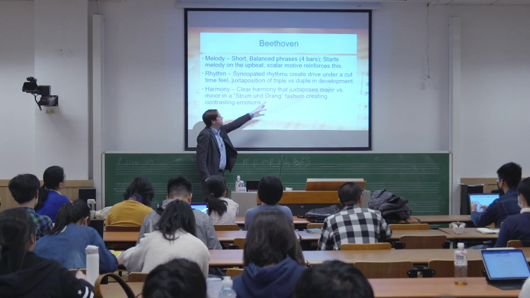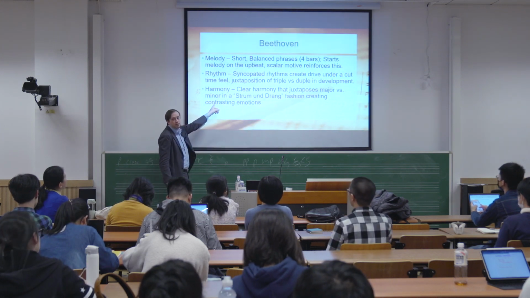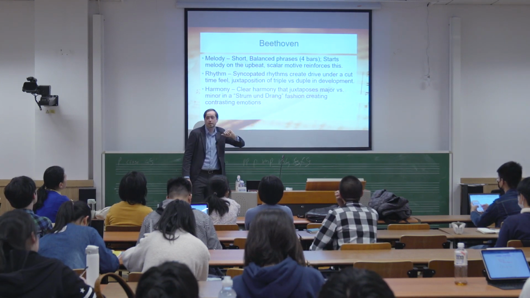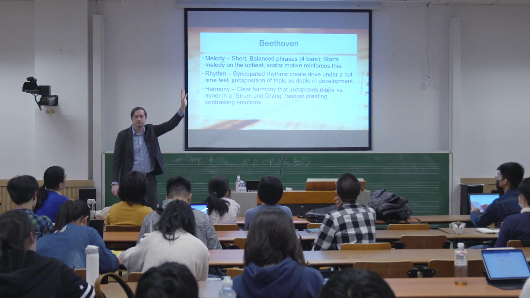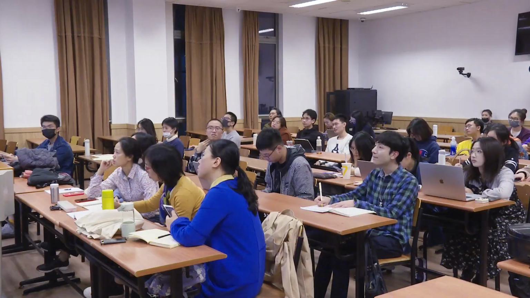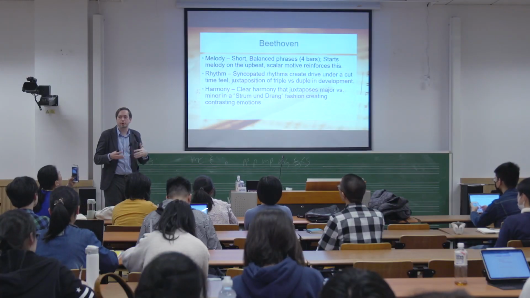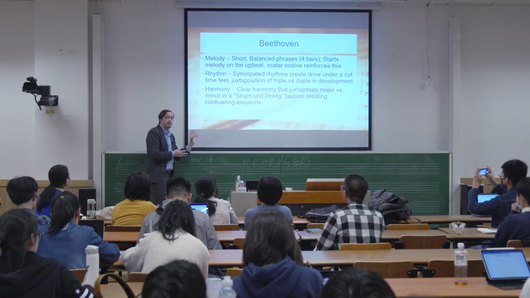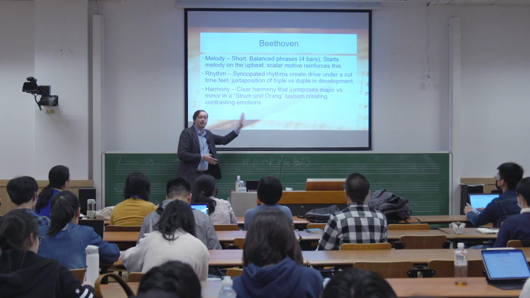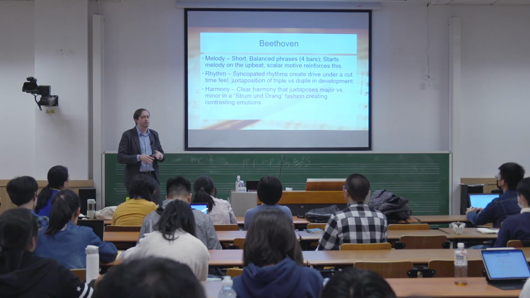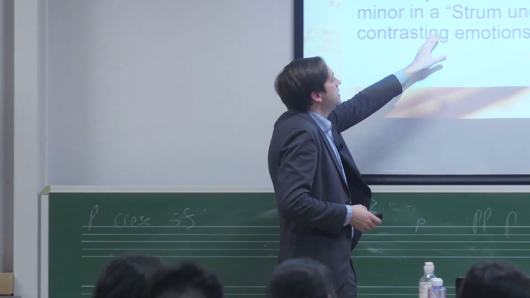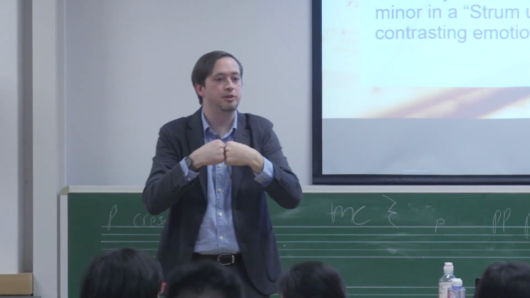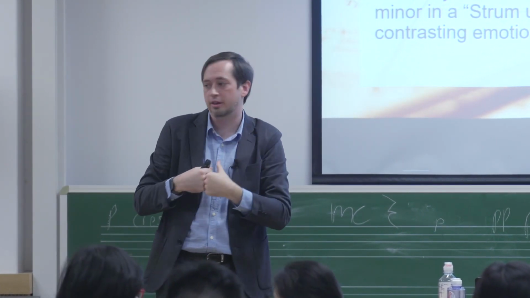Harmony: clear harmony that juxtaposes major versus minor. Now, this is a classical key term, Sturm und Drang. Anybody study Sturm und Drang style? This was a particular technique that composers of the classical period used, basically from 1760 to 1780. So we're talking a lot of Mozart, Haydn, early Beethoven, who use this technique. It means storm and stress. It's this idea of pitting different contrasting ideas next to one another.